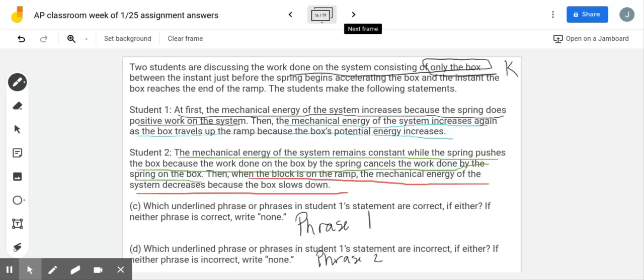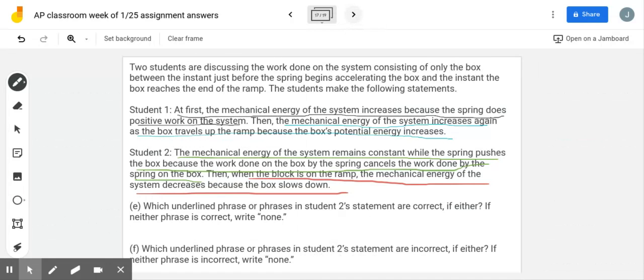The only mechanical energy for the box system, which is just the box, would be kinetic energy. And we know as it goes up the ramp, the kinetic energy decreases, the speed decreases. Okay, student 2: the mechanical energy of the system remains constant while the spring pushes the box because the work done on the box by the spring cancels the work done by the spring on the box.